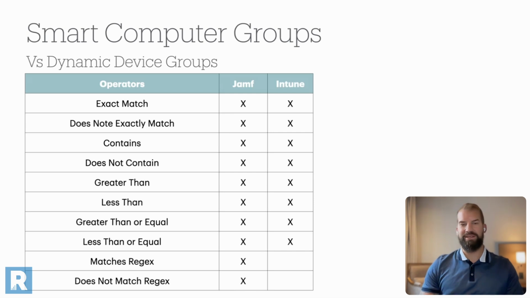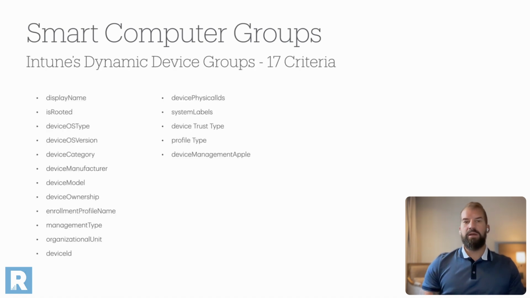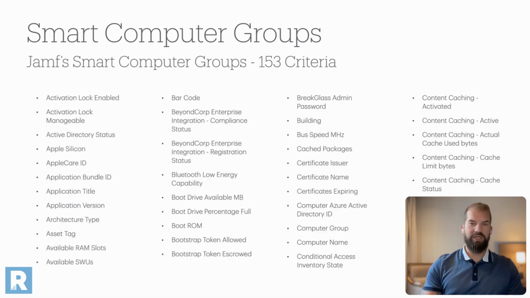I love using regular expressions. It allows me to drill down into exactly what I need every time. And it's not something that Intune supports. But I think where Jamf really shines is its amount of criteria. So Intune has 17 different criteria that they have for their smart computer groups, whereas Jamf has 153.